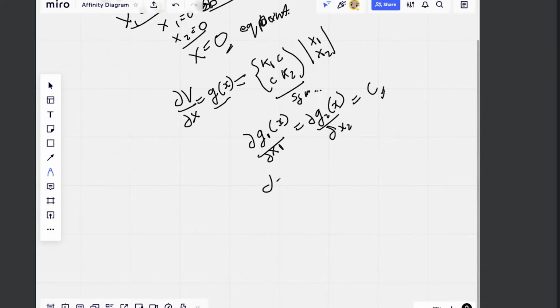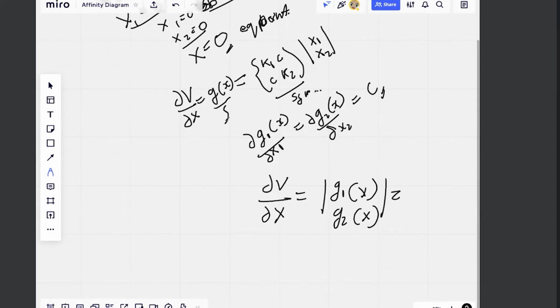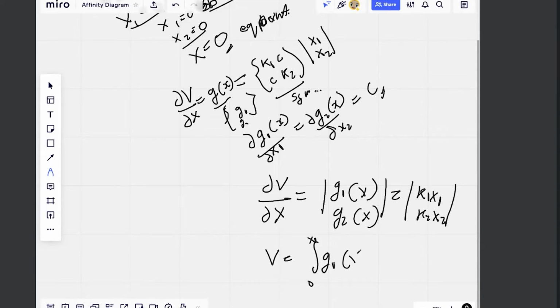It's tilting too much. ∂V/∂x is equal to [g1(x), g2(x)], which from this equation, if you substitute, we would get as [k1 x1, k2 x2]. Now what we do is we integrate both sides to find V. So V is the integral from 0 to x1 of g1(x̄, 0) dx1 plus the integral from 0 to x2 of g2(x1, x2) dx2.